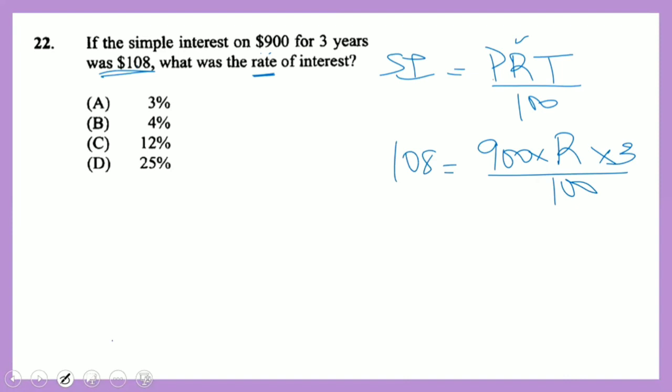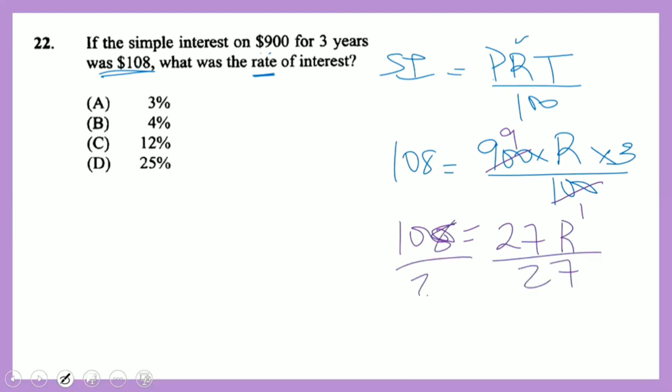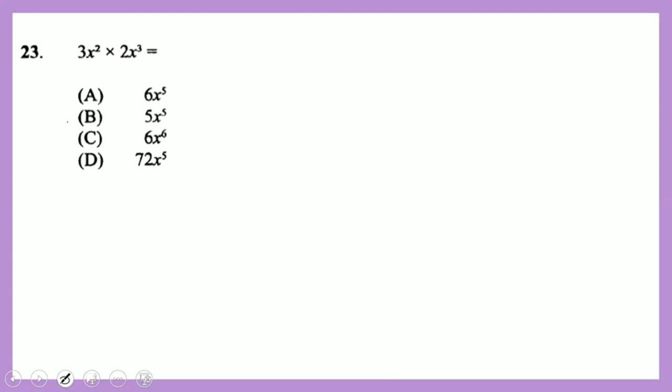Right now, we can divide 100 into 900 before we even proceed. Here we go. 9 times r times 3, that's 27r equals 108. Dividing both sides by 27, we get r to be 4%. The rate is 4%.